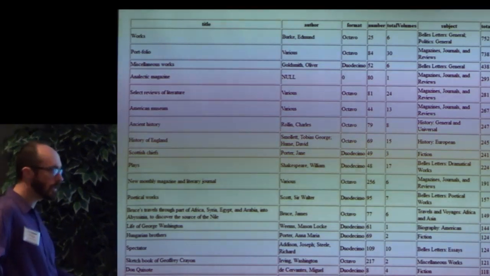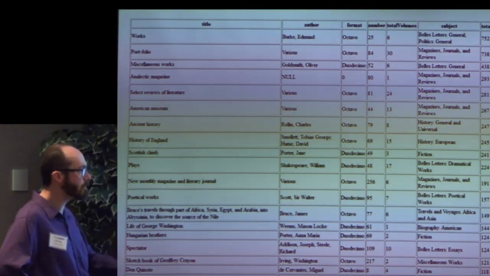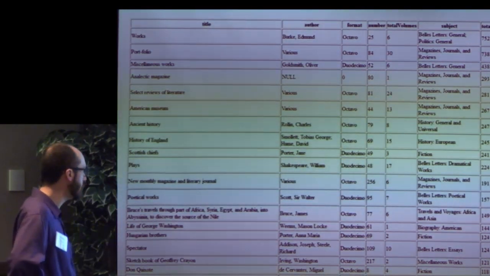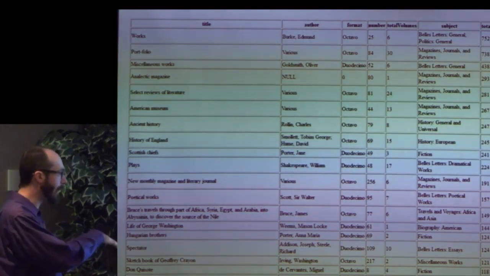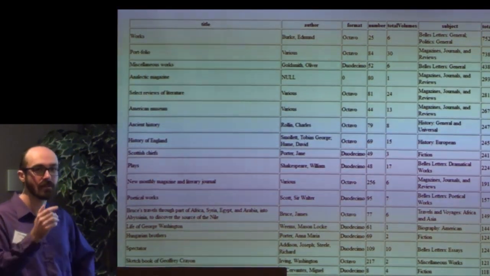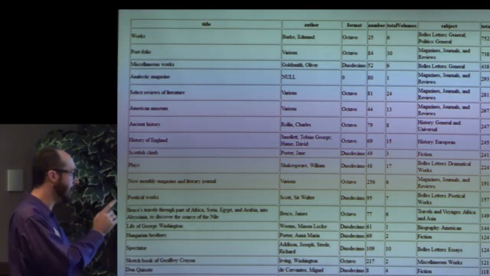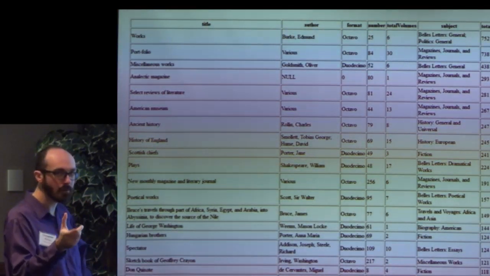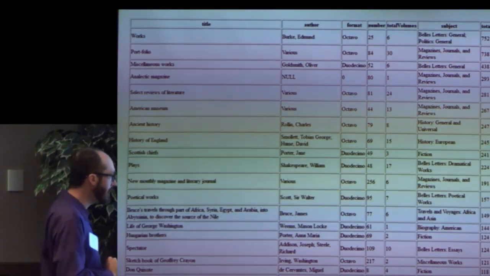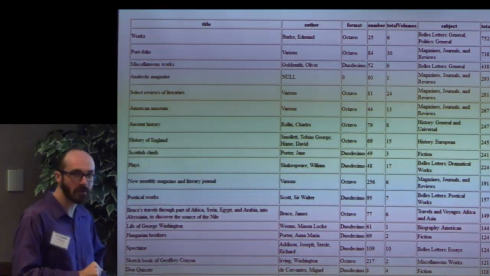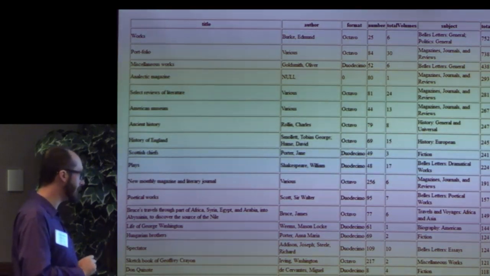New Monthly Magazine, Literary Journal, we got another magazine in there. Scott's poetical works, not his fiction, but his poetry, makes it onto the list. Bruce's Travels comes in next. Then we get Weems's Life of Washington, of Cherry Tree fame. Then our next work of fiction, if we don't count Weems's fiction, is Anna Porter's Hungarian Brothers, different Porter, keeping with the theme.